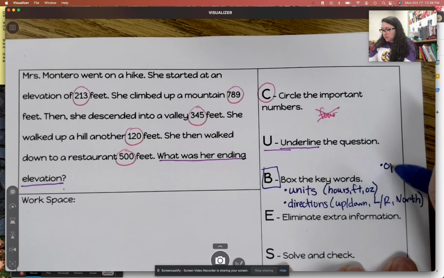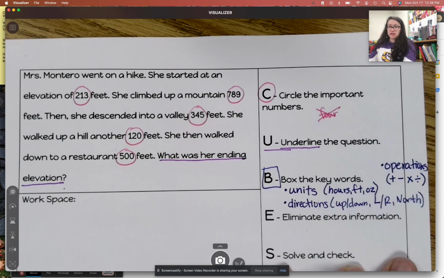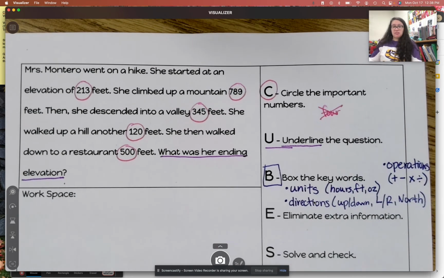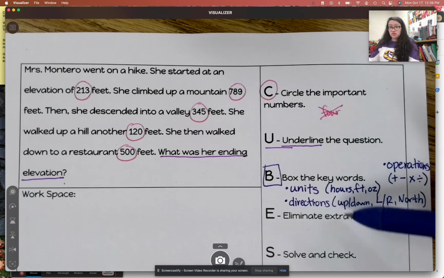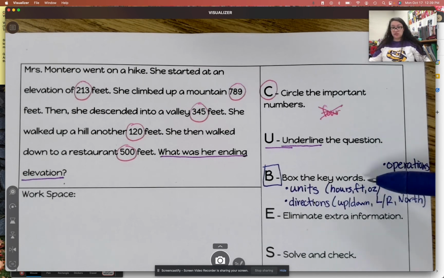And the last are operations. In case you forgot, the math operations are adding, subtracting, multiplying, and dividing. Take a second, pause the video to write those things down. Again, only these 3 types of words are important. Everything else doesn't really matter. We're going to take this one sentence at a time because this is a long paragraph for a math problem. One sentence at a time to find key words, units, directions, or operations.